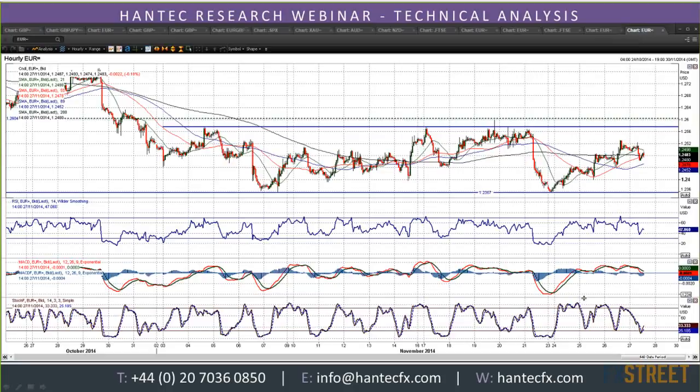so I'm still expecting this to break to the downside ultimately, although at the moment you are trading sideways in this range. But I think on the daily chart, the fact that you've got this downtrend intact suggests that we are going to be going lower.